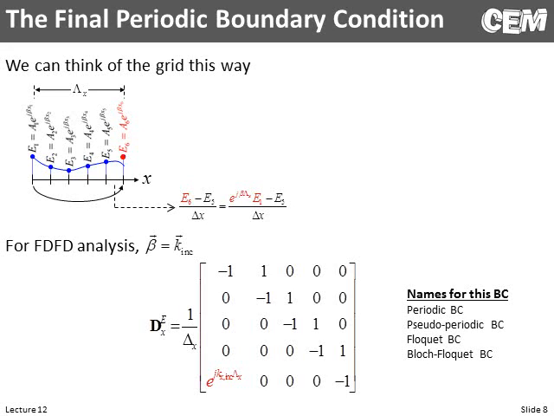So there's a lot of different names for this. Sometimes you'll hear it called just a periodic boundary condition. I don't know if I like calling it that, since it's not truly periodic. You might hear it called a pseudo-periodic. Probably the best term for this is a Floquet boundary condition, or a Bloch Floquet boundary condition. And this is to remind us that we're using Bloch's theorem and the theory of periodic structures in order to implement that periodic boundary condition.